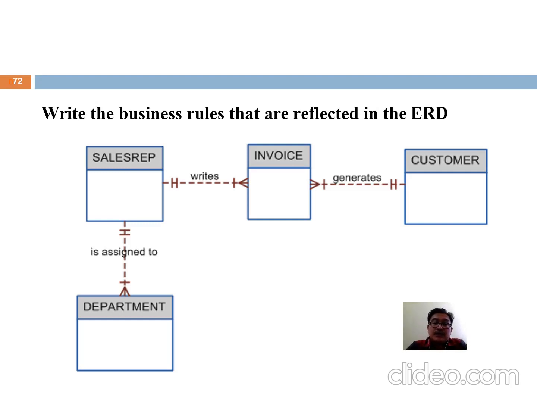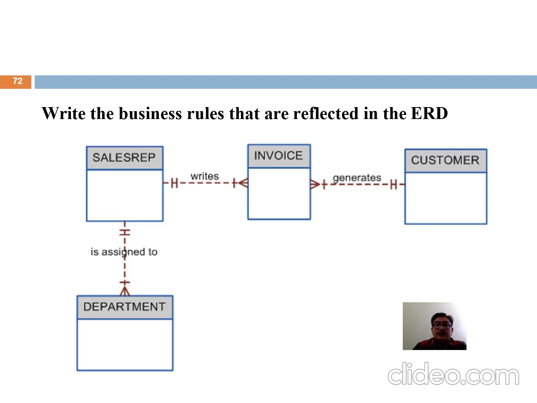Write the business rules that are reflected in the ERD. Here, remember, ERD is entity relationship diagram. So in this ERD, you can see how many entities. We have 4 entities: department, sales rep, invoice, and customer. And we have 3 relationships that connect the 4 entities.